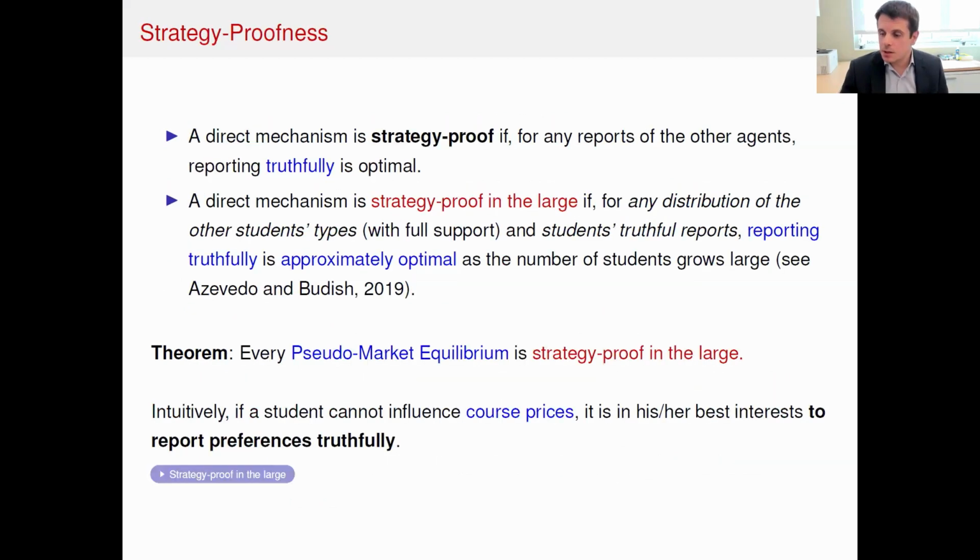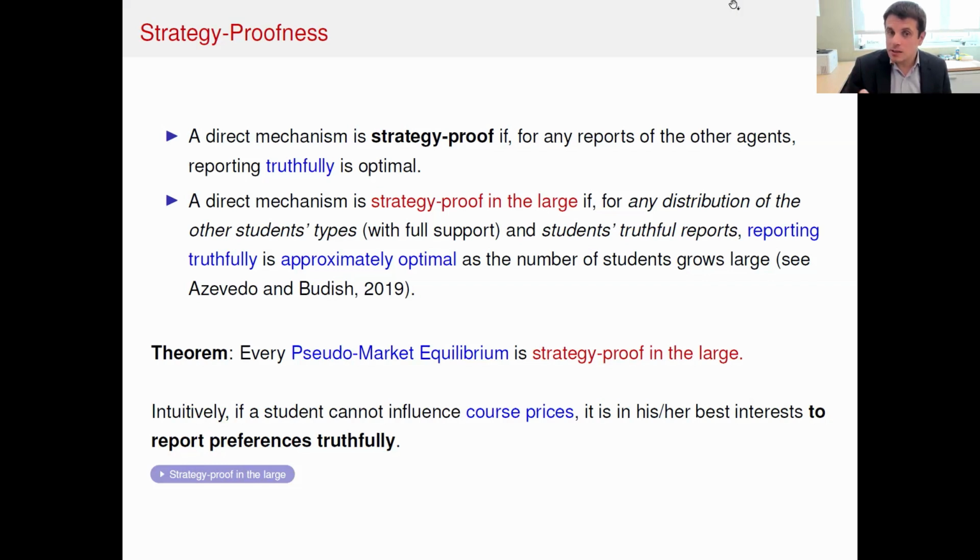Okay. So the last property before moving to the empirical part is strategy-proofness. Our mechanism is not strategy-proof, but it's strategy-proof in the large. Strategy-proof in the large means that if students cannot influence prices, they should report preferences truthfully. If they cannot influence prices, then the algorithm on their part solves a maximization problem. It actually solves thousands of maximization problems at each iteration. The only quantifier is if they cannot influence prices.